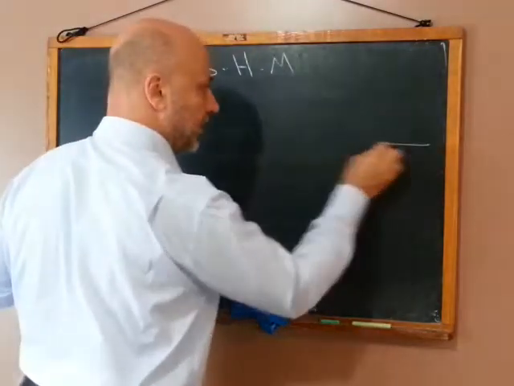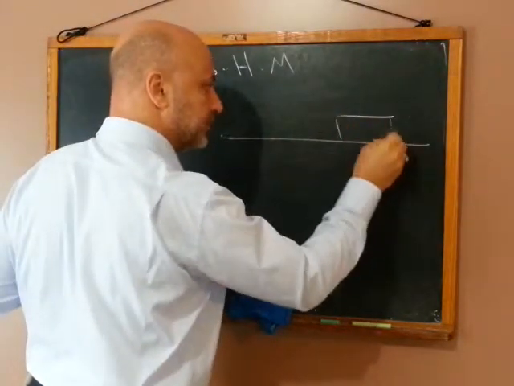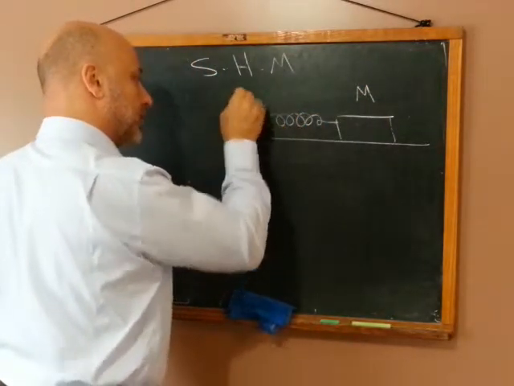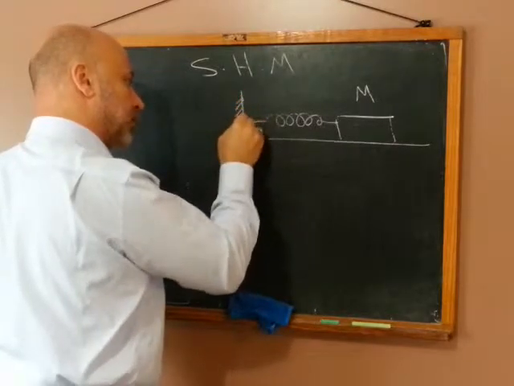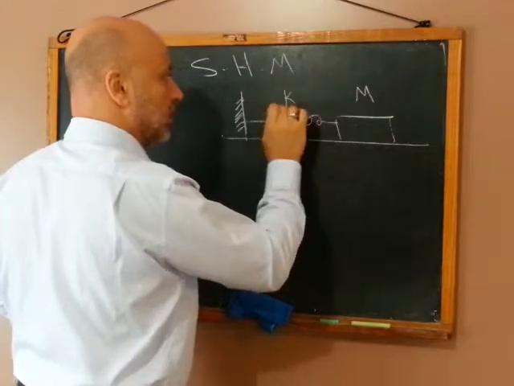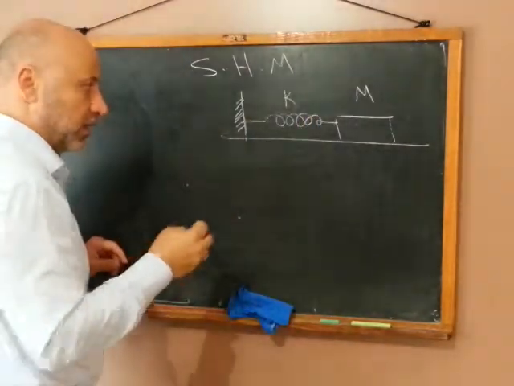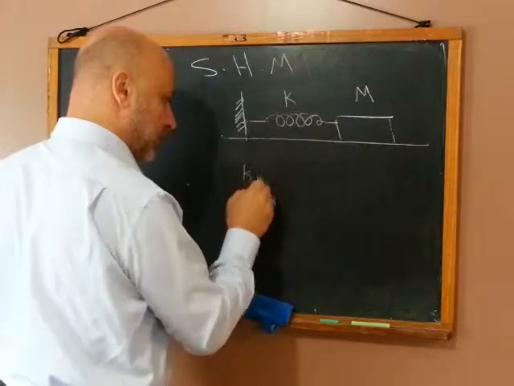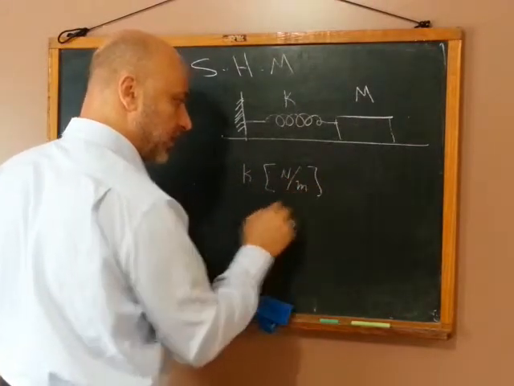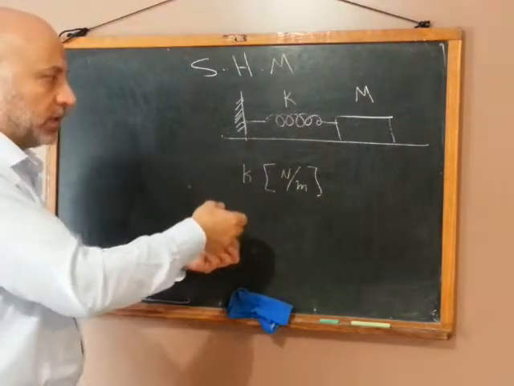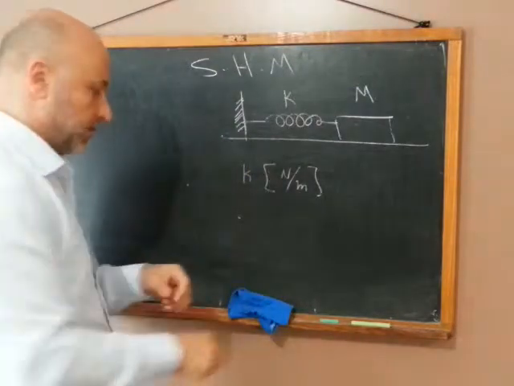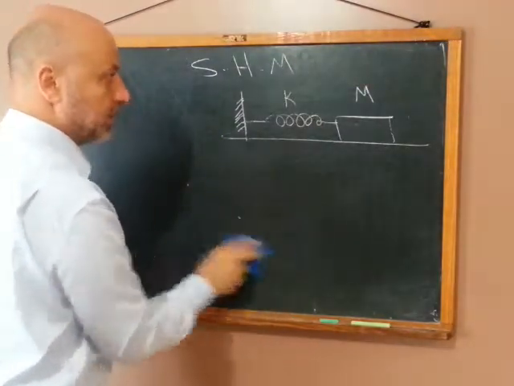Let's say we have a mass M connected to a spring, and that spring is connected to a fixed arm or to the wall or whatever. That spring has a constant, we call it the spring constant K. K has a unit of newton per meter. The meaning of this is how many newtons we need to extend or to press that spring 1 meter. That's the meaning of the spring constant.